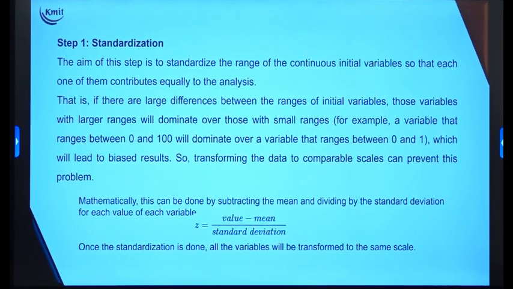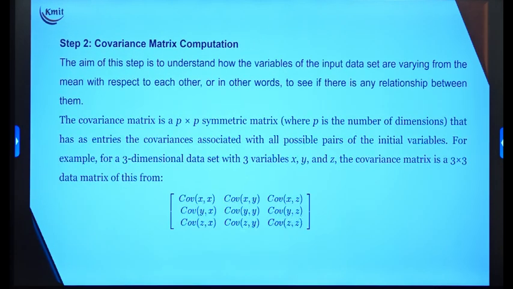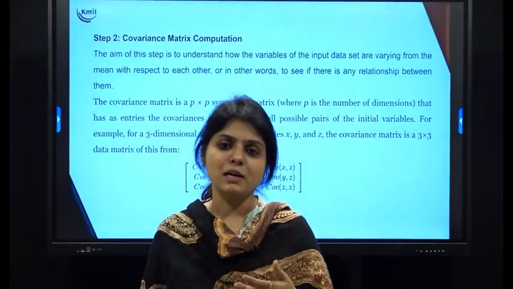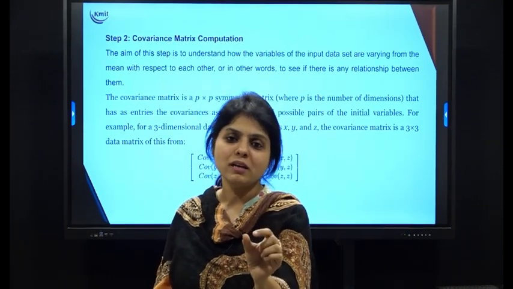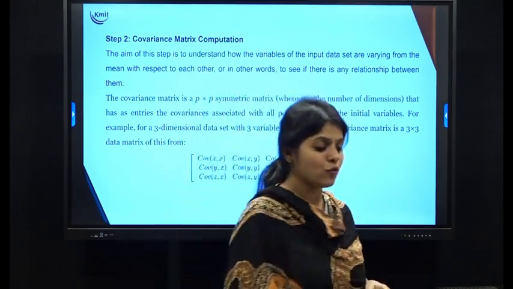Once we are done with standardization, in the next step we will go for computing the covariance matrix. When I talk about computing the covariance matrix, it is very important to understand how the variables of the input data are varying from the mean and with respect to each other. The mean is nothing but the average value. So suppose I have 10 data points, we have to understand how each data point deviates from the mean and how each data point deviates from each other. To understand this, we go for covariance.